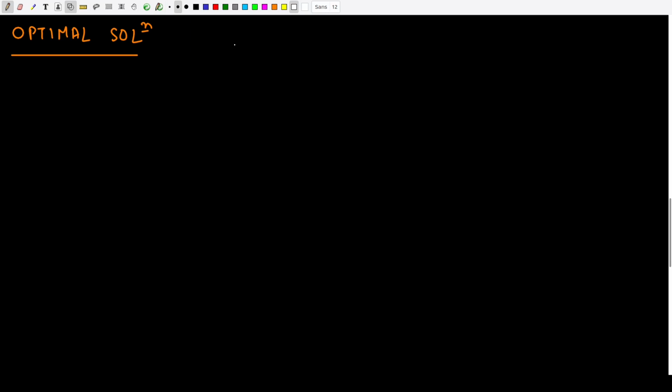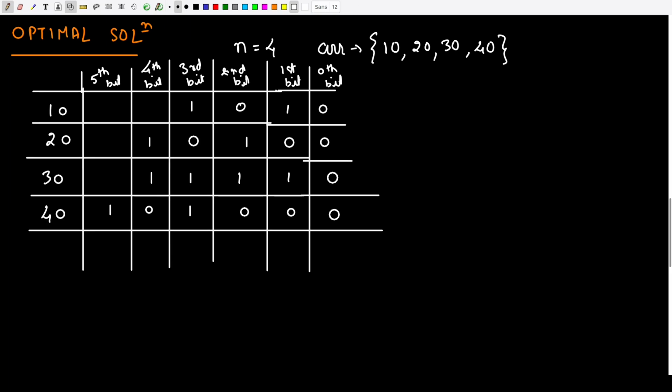For that discussion, let us take an example where n equals 4 and the elements given to us are, let us say, these are the elements of the array, and we would like to compute the sum of AND of all the pairs. First, we are going to represent each of these elements in its binary format. So let us go ahead and do that. So this is the binary representation of each of the elements.